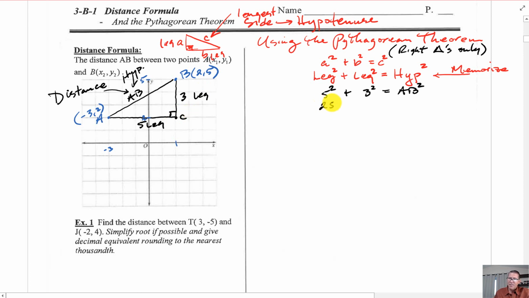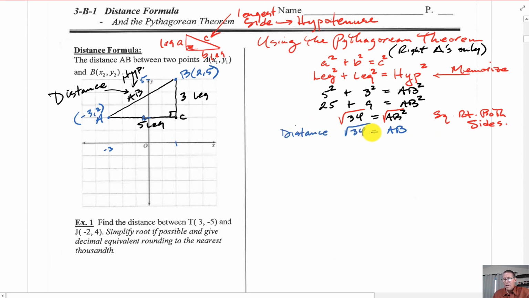All right, well, so obviously 5 squared is 25, because 5 times 5 is 25. 3 times 3 is 9, and that's equal to AB squared. Okay, you add, you get 34. And to solve for AB, you're going to square root both sides. Why? Because that is the inverse of squaring. Okay, so you square root both sides. The square root of AB squared gives you AB, and voila, you get the square root of 34 is equal to AB. So that's the distance.